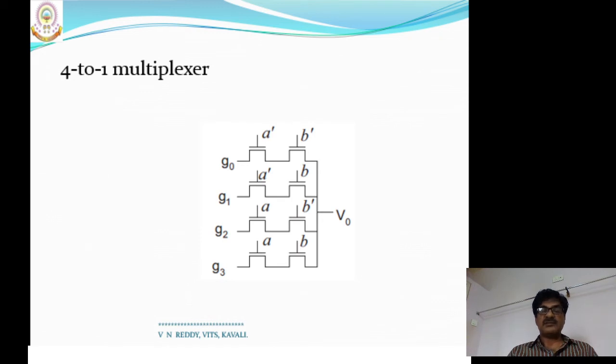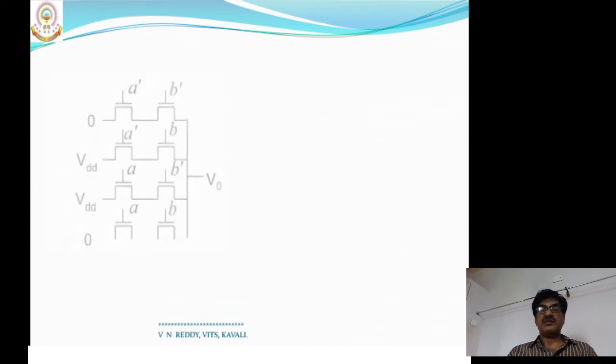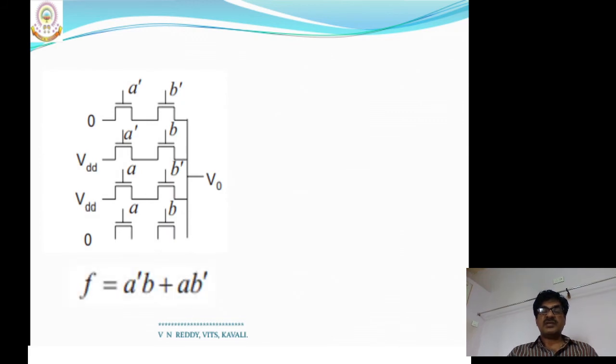Suppose you take the example of the function f equal to a' b plus a b'. With two variables, here also the function consists of two variables, right? But as per Shannon's theorem, the function should consist of four terms, but the given function consists of only two. So the other two terms are absent in this case.